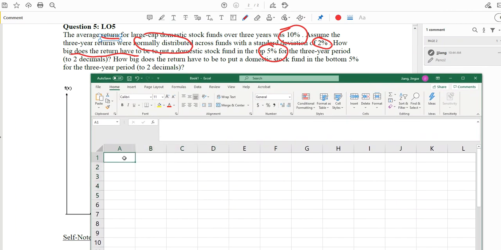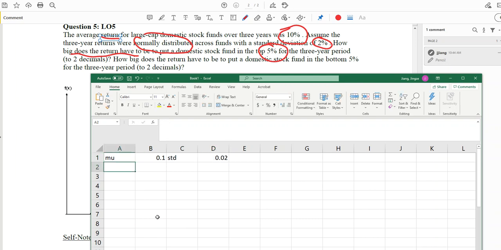Open a blank Excel. First, we know mu. Don't type 10%. We convert any percentage to a value with decimal places, so that will be 0.1. That is the return, 10%. Then the standard deviation, which is our sigma, is equal to 0.02. Remember, 2%: you need to move the decimal place to the left twice, so that would be 0.02, not 0.2. So the return is 0.1 and the standard deviation is 0.02.